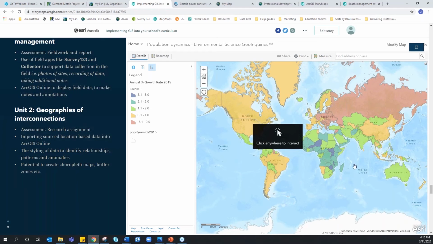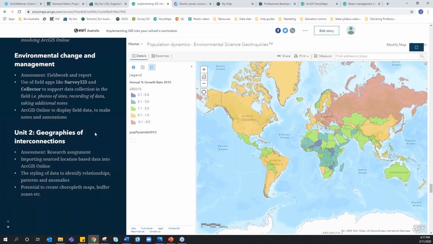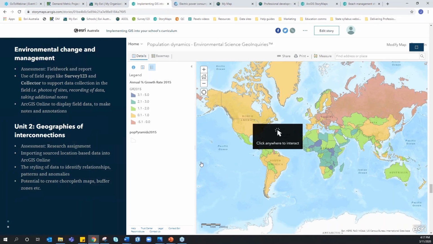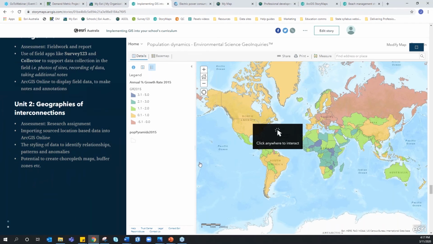So by styling your data into something like a choropleth, or if we recall the megacities example, those big circles versus the smaller circles, they help us to identify relationships, patterns, and anomalies. So there's the potential for that too. And I'm always happy to be a sounding board if you are looking for a way to integrate it into a specific piece of assessment. Of course, you're the expert on your assessment piece, but hopefully I can provide some ideas as to how we can actually get started with putting some of the GIS component into that.